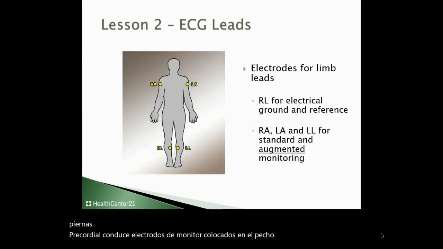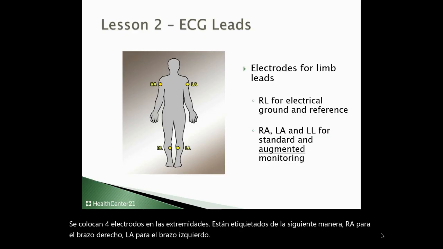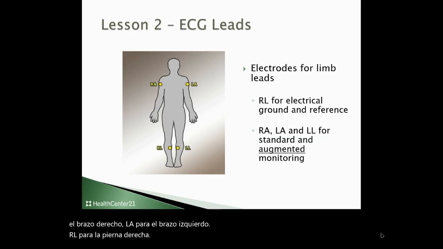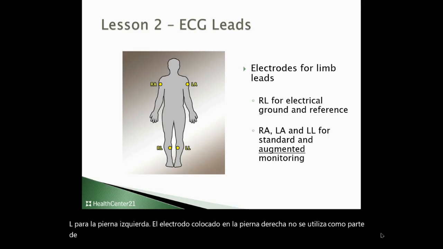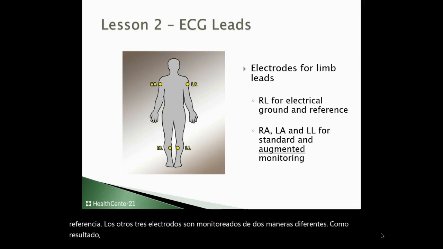Limb leads. 4 electrodes are placed on the limbs. They are labeled as follows: RA for right arm, LA for left arm, RL for right leg, LL for left leg. The electrode placed on the right leg is not used as part of the recording. Instead, it functions as an electrical ground and reference point. The other 3 electrodes are each monitored in 2 different ways. As a result, they are used to create 2 types of limb leads, standard and augmented.